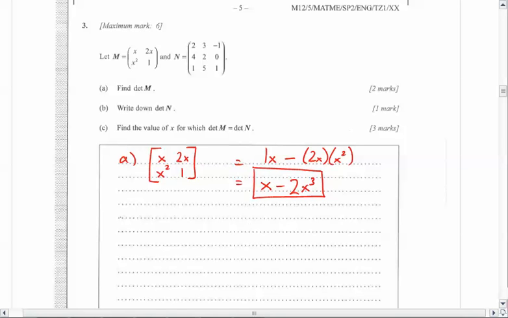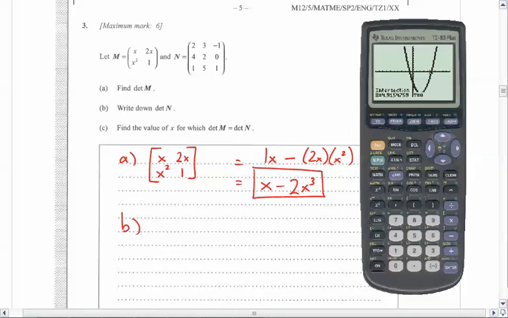To find the determinant of a 3 by 3 matrix, however, I need my graphing calculator. So I'm going to quit. I'll make a matrix. I'll edit my matrix A, and I'm going to make it 3 by 3. And I'll type in the values: 2, 3, negative 1, 4, 2, 0, 1, 5, 1.